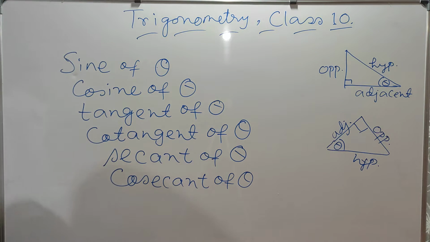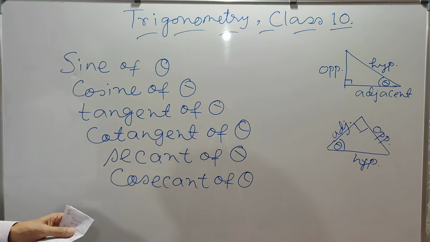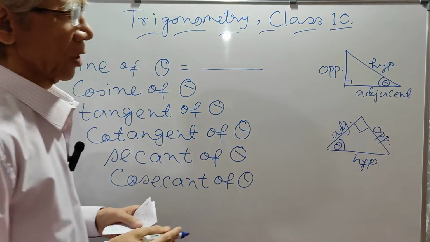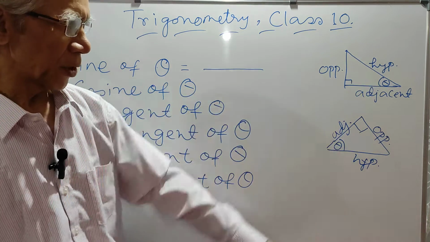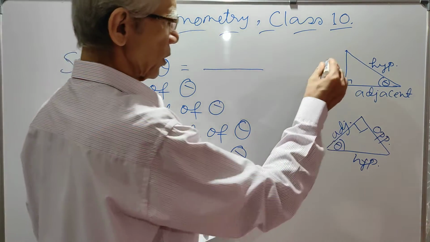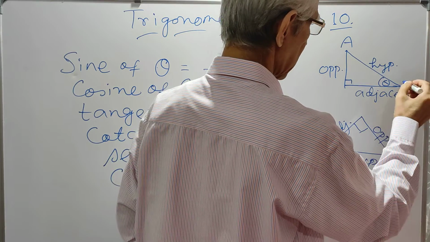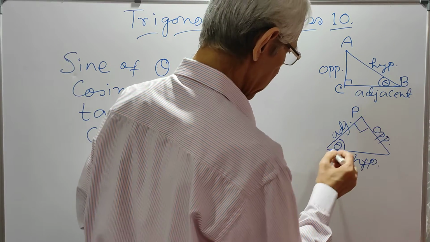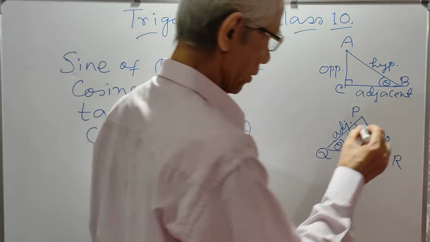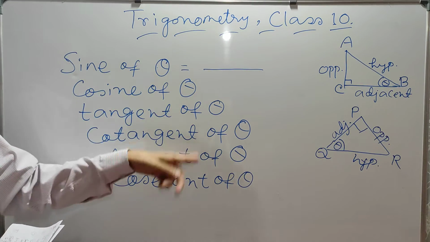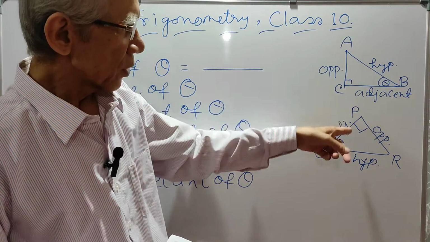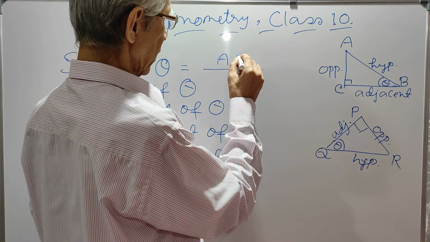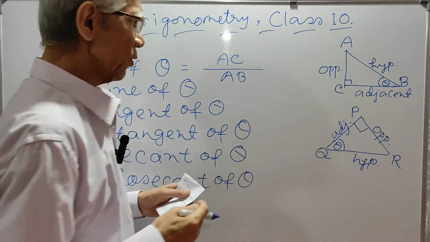Okay. Now sine of angle theta is opposite by hypotenuse. Opposite by hypotenuse. Suppose we call this A, this B, this is C. And suppose we call this one P, this is Q, this is R. Then sine of angle theta will be opposite by hypotenuse. That means AC by AB. AC by AB. And you see this is a ratio.